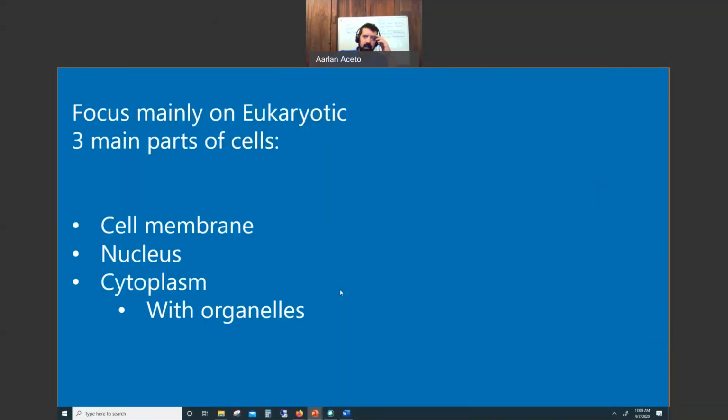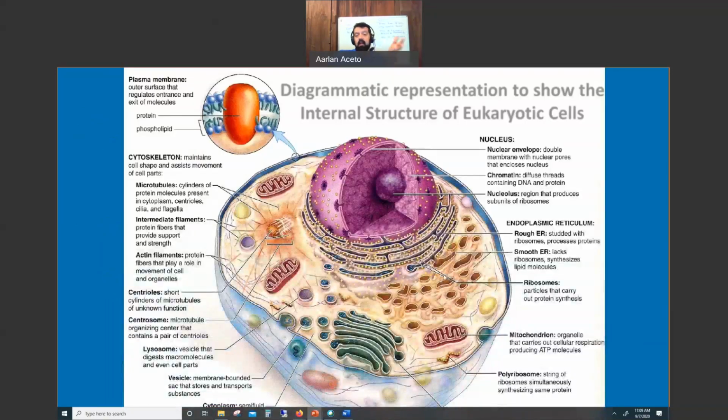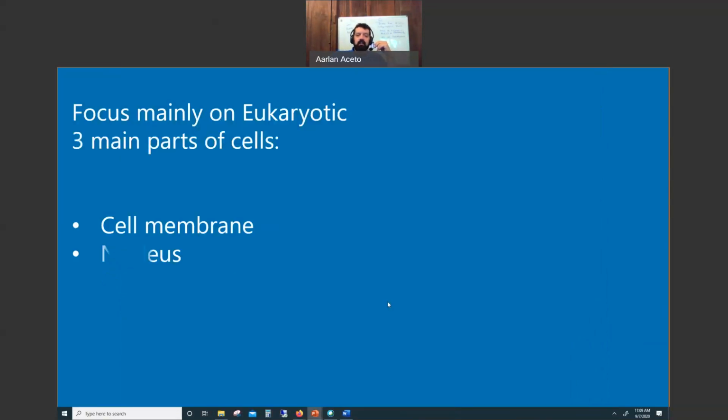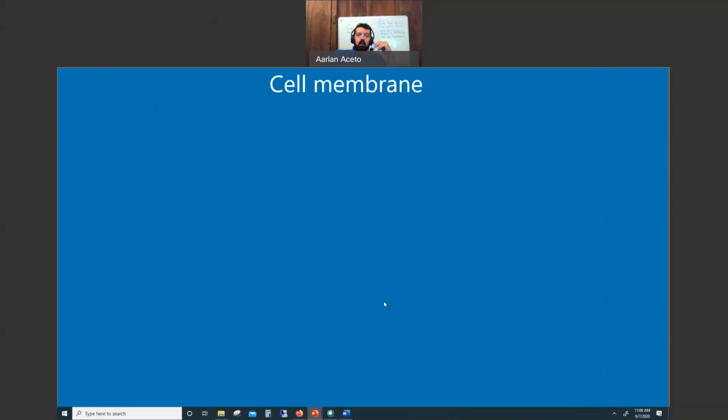Now, the cytoplasm has all these different organelles within it, membrane-bound organelles, and that's really what your bacteria is not. Your bacteria, which is a prokaryote, doesn't have all this craziness in it. It's a little bit more simple. So what is the cell membrane?